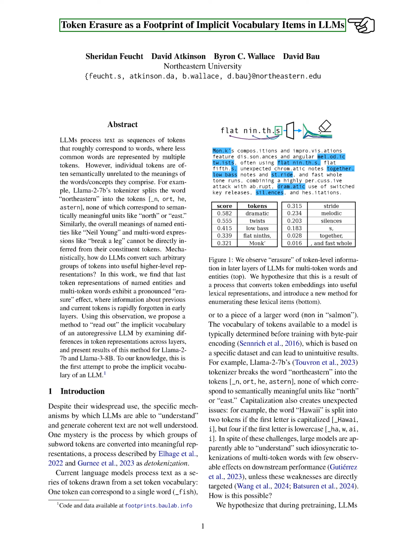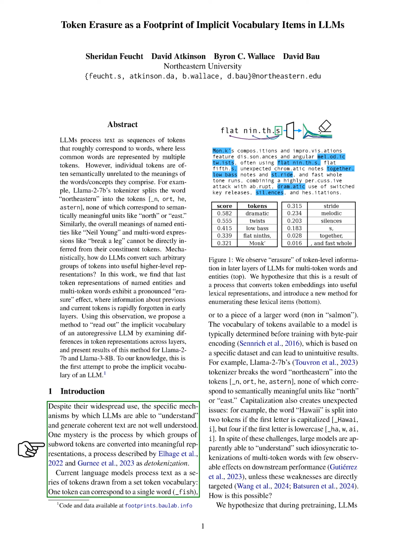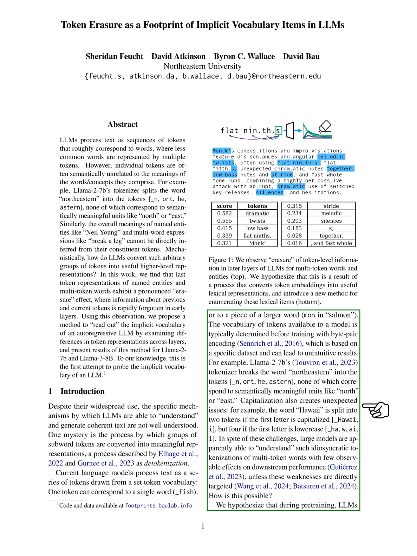Section: Introduction. In this section, we explore how language models, LLMs, process text and convert groups of subword tokens into meaningful representations, a process known as detokenization. LLMs work with a set vocabulary of tokens, where each token can represent a single word or a part of a word. However, the tokenization process can sometimes lead to unintuitive results, such as breaking down words like northeastern into unrelated subword tokens. Despite these challenges, large LLMs seem to handle these tokenizations well during training without affecting their performance significantly.